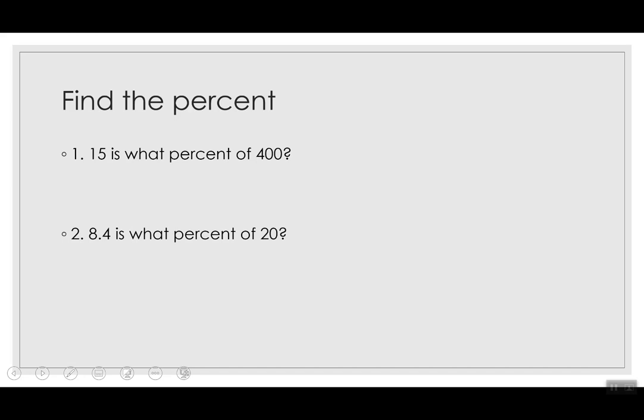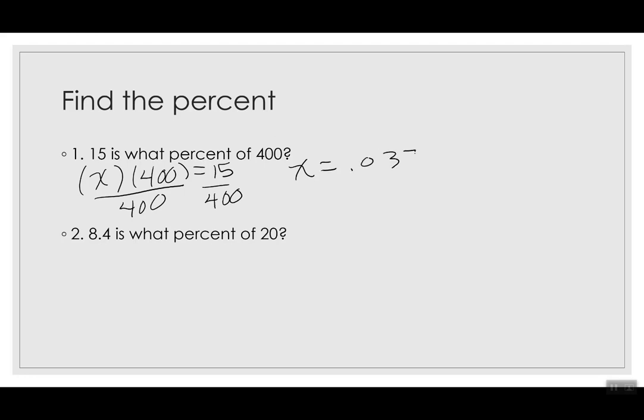Let's try it again. 15 is what percent of 400? So I'm looking for my percent, which I don't know, x. The whole is 400, and my part is 15. We'll divide both sides by 400. X is 15 divided by 400. This is 0.0375. Let's move the decimal 2 to the right. We get 3.75%.